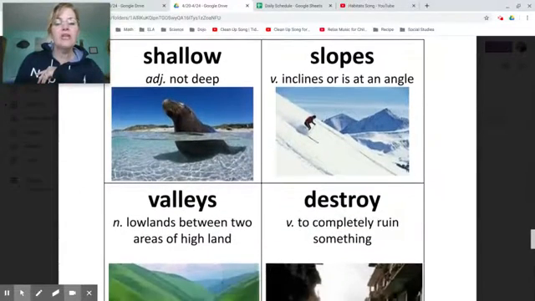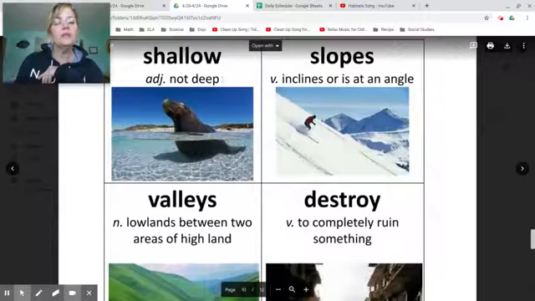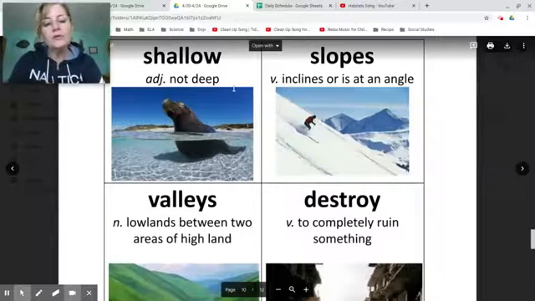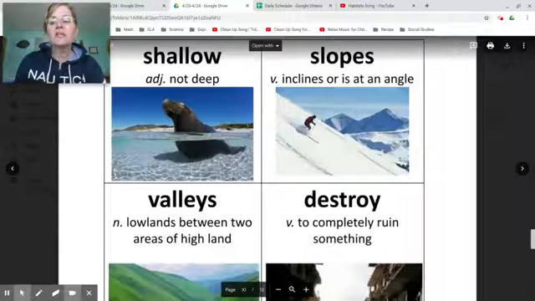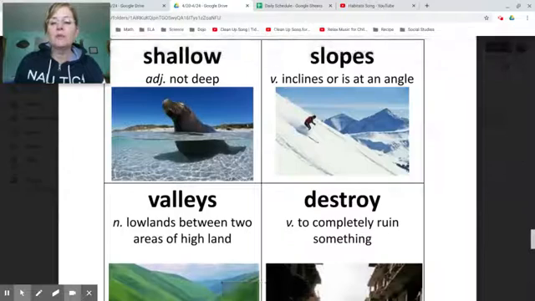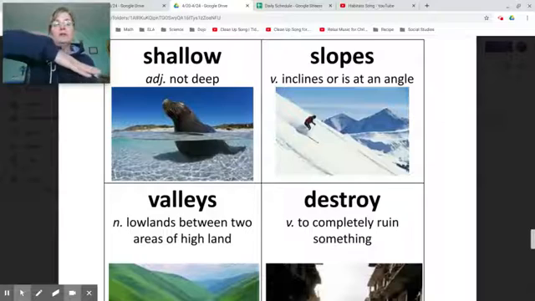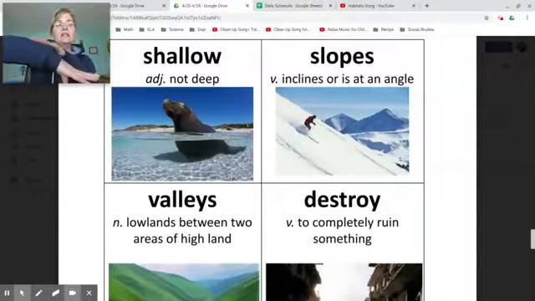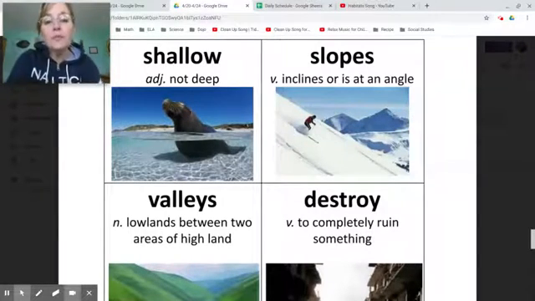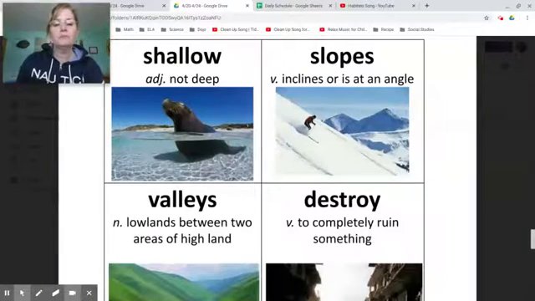And then shallow is an adjective, and shallow means it's water that is not deep. You think about the shallow end is where a lot of kids who don't know how to swim kind of hang out. Our next word is slopes. Slopes doesn't always mean like a ski slope or a mountain slope, but there are slopes in the ocean where it goes from shallow into deeper waters. And depending on how deep the water is will depend on what lives there, what type of fish or plants.